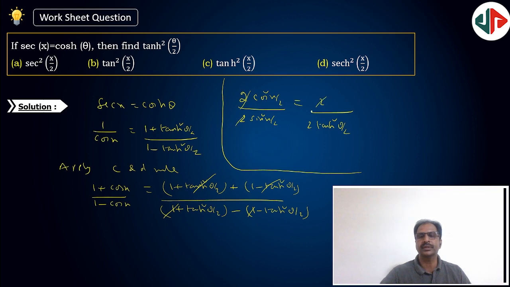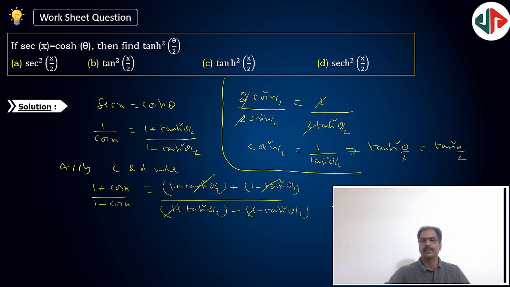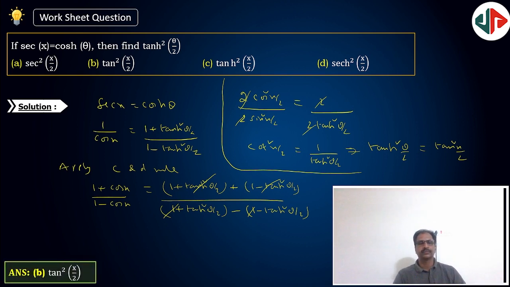So 2 gets cancelled, here 2 gets cancelled. Cos square by sin square, cot square x by 2 is equal to 1 by tan h square theta by 2. From this, tan h square theta by 2 will be 1 by cot square x by 2, that is tan square x by 2. So option B is the correct answer. So write sec as 1 by cos, write the cos h theta formula in terms of tan h square theta by 2, and apply componendo and dividendo rule.